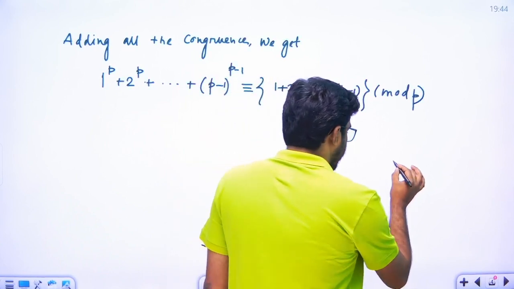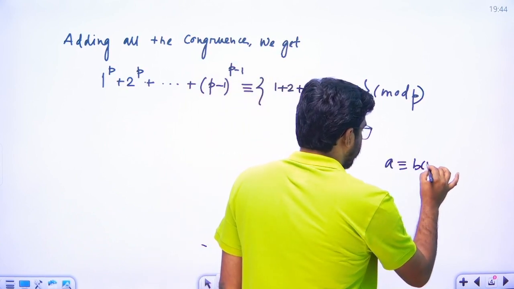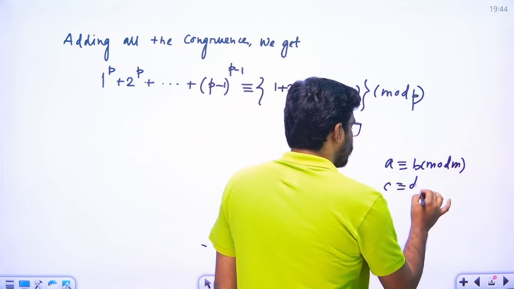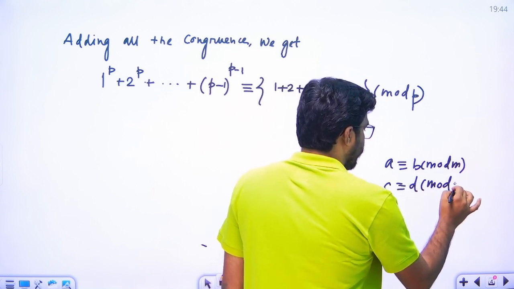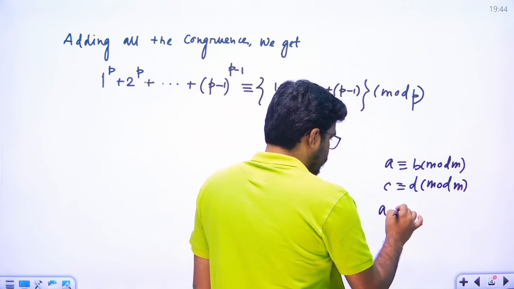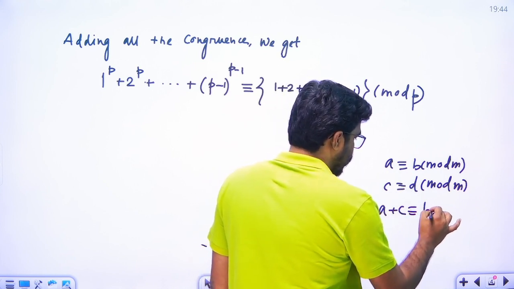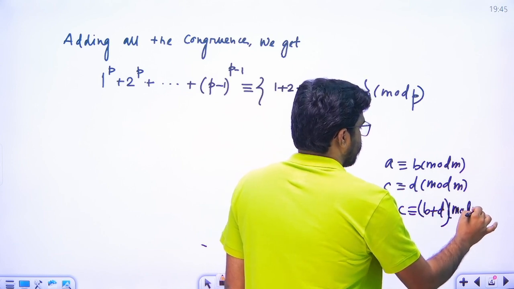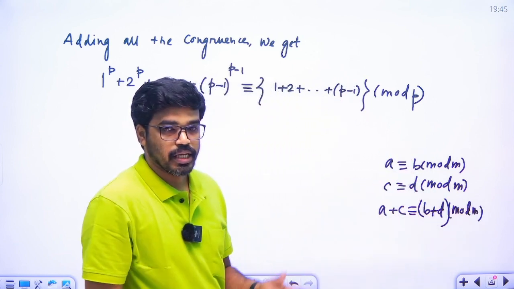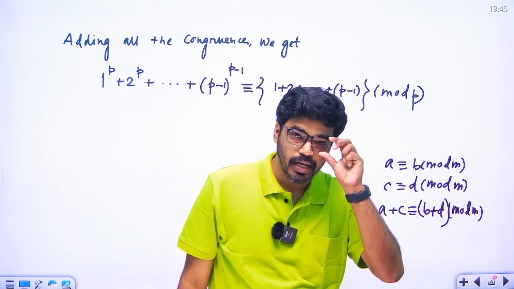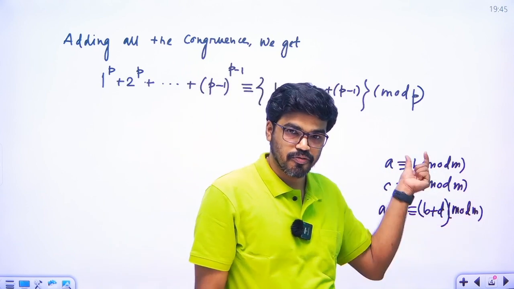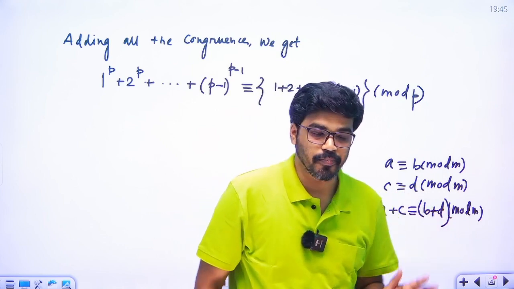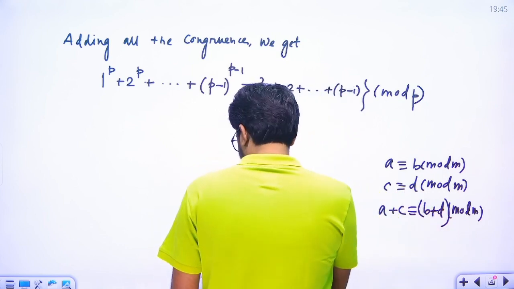Just see, suppose a is congruent to b modulo m, and c is congruent to d modulo m, then a plus c is congruent to b plus d modulo m. Just apply this property. If we add, what we get? a plus c is congruent to b plus d modulo m. Just apply this property.